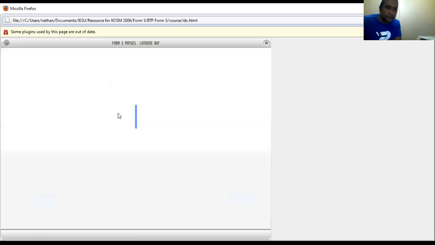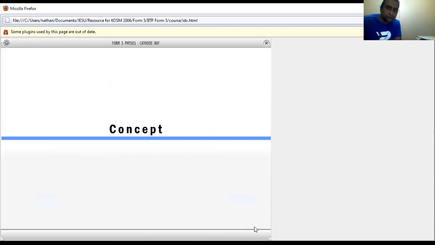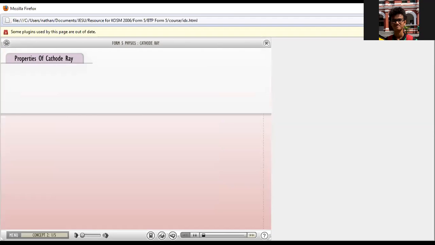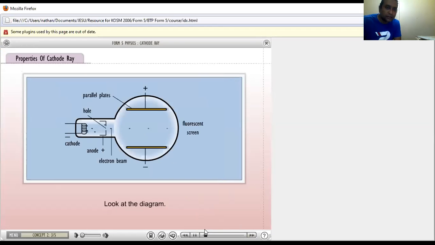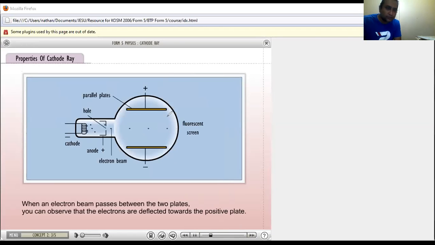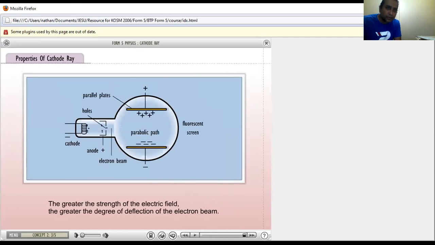Now, what happens if we take the cathode ray and put it inside an electric field? You see that the cathode ray will be deflected upward. Why is the cathode ray deflected upward? Because the cathode ray is negatively charged. So this one is positive, this one negative, so the cathode ray is negatively charged and deflects upward.